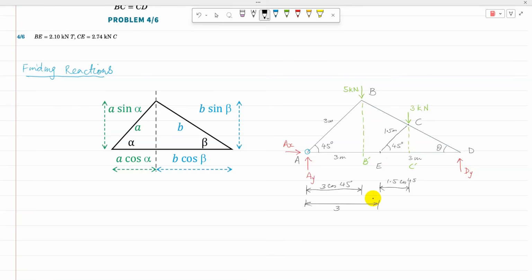Now I can find the moment due to the 5 kilonewton. That is the line of action of the 5 kilonewton, and it is trying to rotate AB in the clockwise direction. And the 3 kilonewton, that is its line of action, is trying to rotate AC dash in the clockwise direction. And then Dy is trying to rotate AD in the anti-clockwise direction.